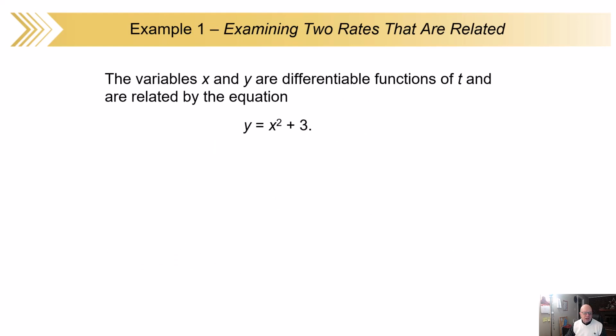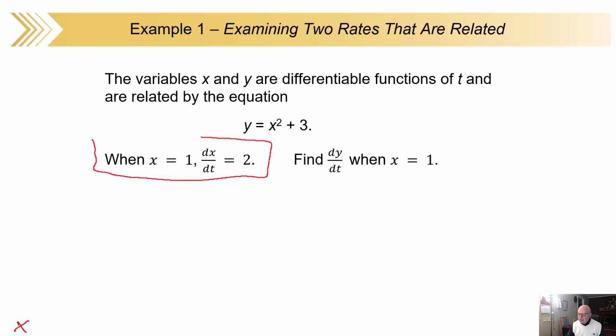Here, x and y are differentiable functions of t. That means they're continuous and we can differentiate them. They're related. y equals x squared plus 3, as you can see. So when you differentiate it, or excuse me, before that, here's a sample type of problem. Let me check my pen, make sure it's working good. There we go. So here's a set of variables.